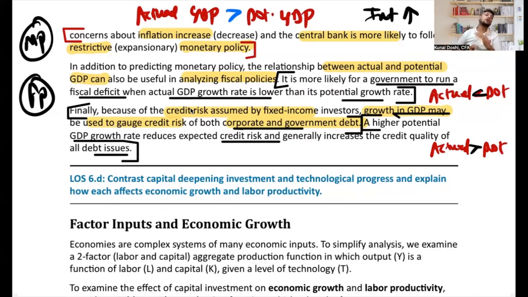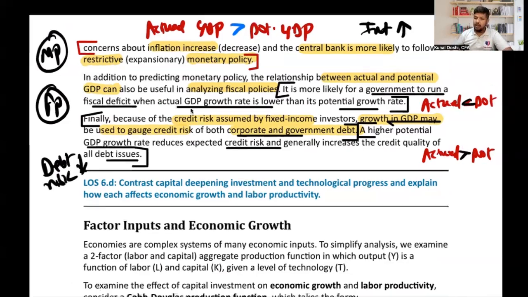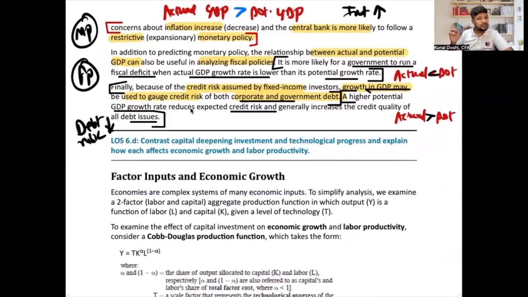So the only drawback of actual GDP higher than potential GDP is interest rates will be high, but the fiscal deficit will be low if the actual GDP is higher than potential GDP, and that will reduce the debt risk, or the credit risk will go down if the actual GDP is greater than potential GDP. Got it? We'll do some questions regarding the Grinold and Kroner models, and we will see how that is going to be appearing in the exam.